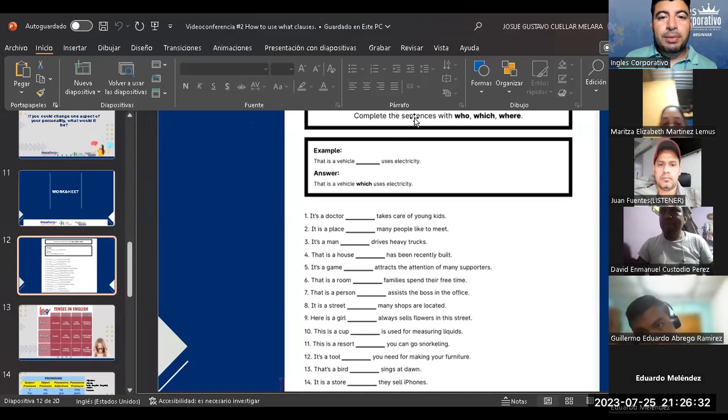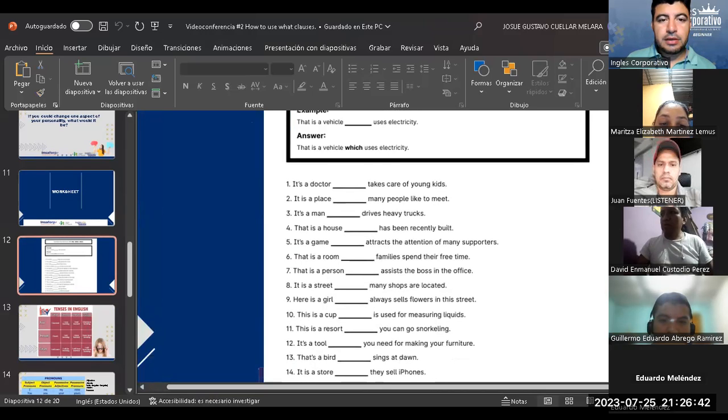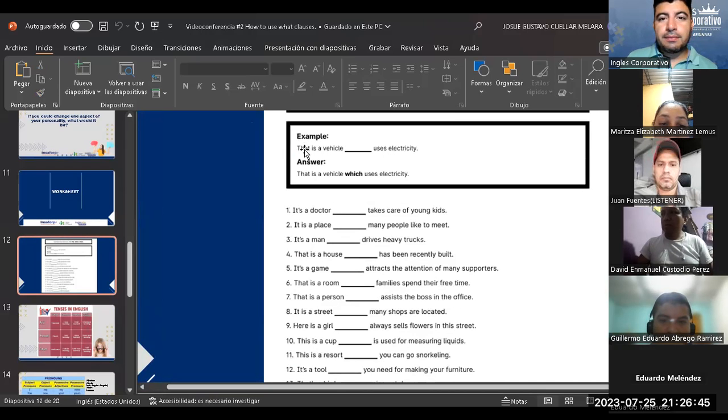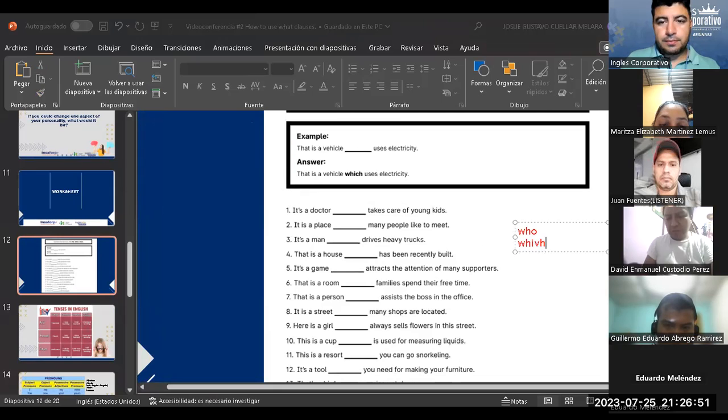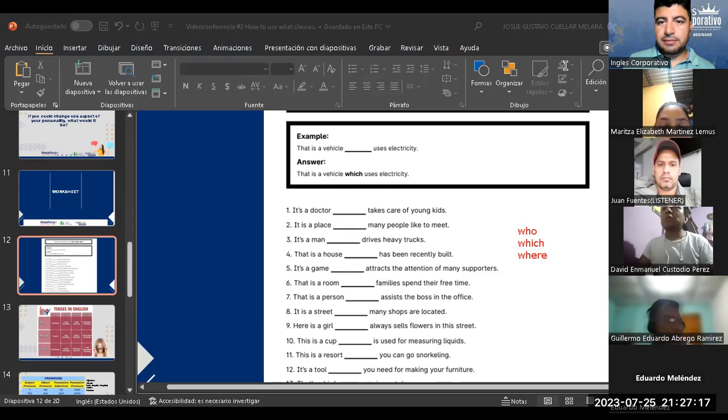In this case, we're going to complete the sentence. Who, which, where, ¿ok? Who, which, where. I'm going to give some. Aquí tenemos un ejemplo. But I'm going to write here. Okay, look at this. This is a vehicle. Uses electricity. The answer. That is a vehicle which uses electricity. Ese es el ejemplo. La palabra which se la agregamos. Ok. So now let's see.